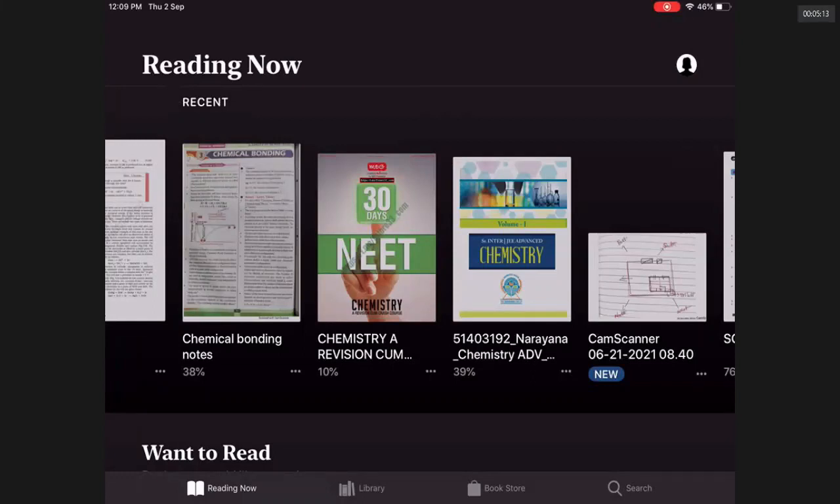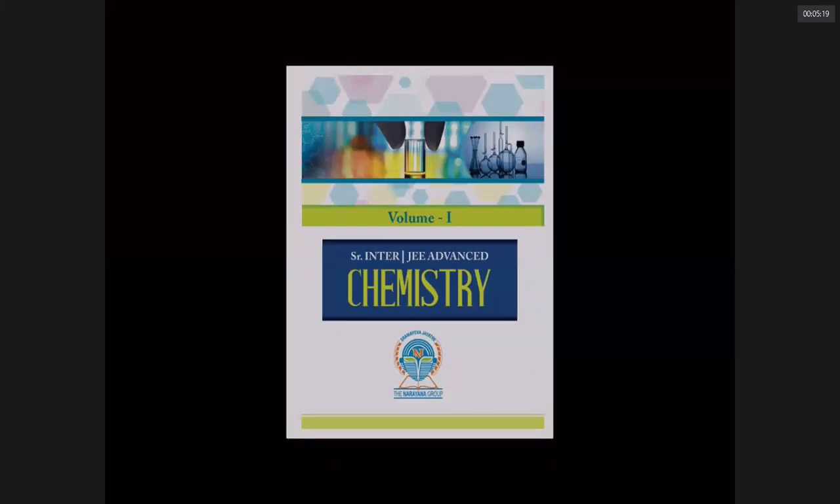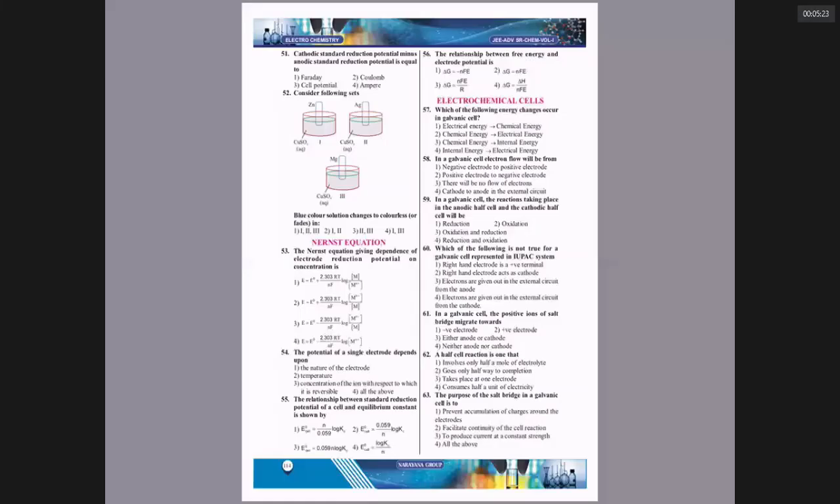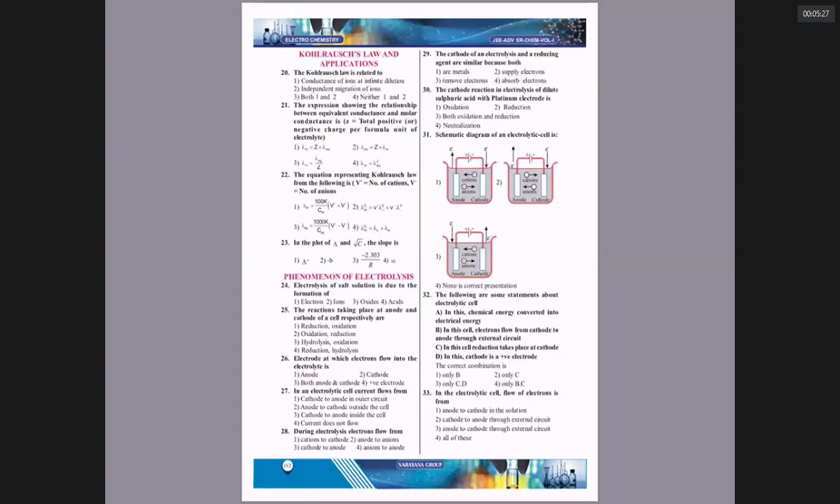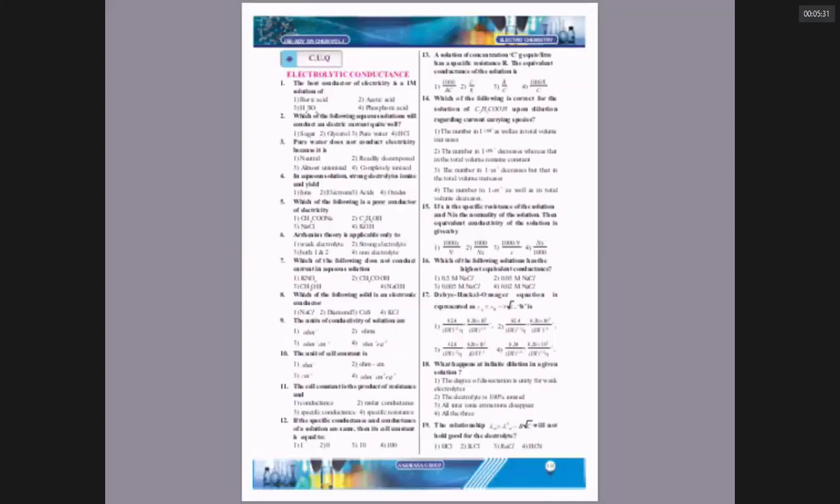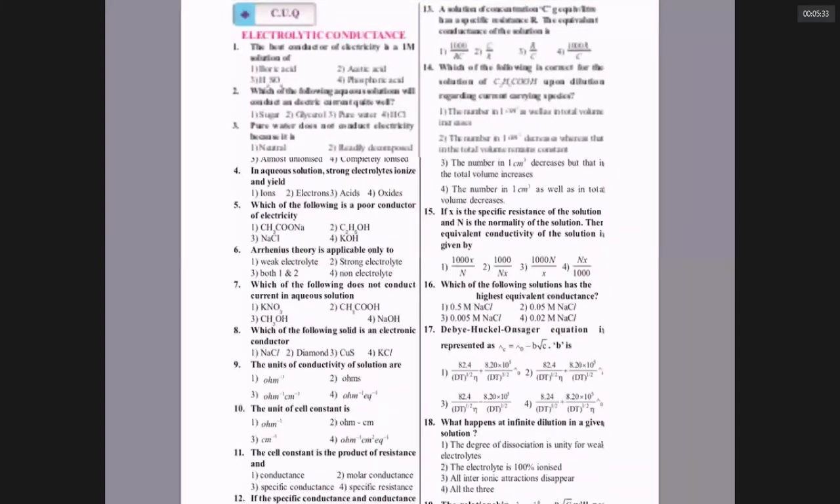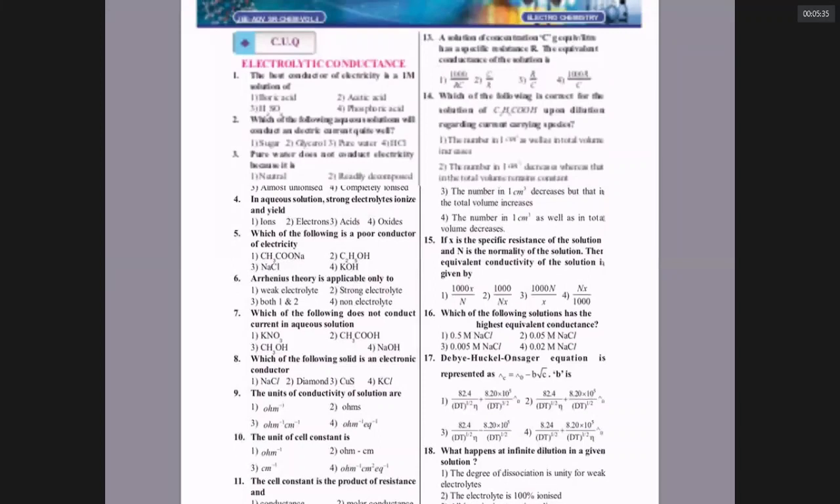Did I send the material? Which one, sir? This volume 1 book, did I share with you? No, sir. Yes or no? I have already sent this book to Kazino. It did not go through. I am sending it. Can you see the concept and understanding type questions?